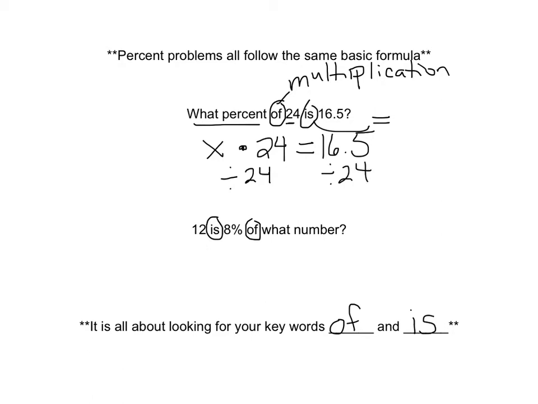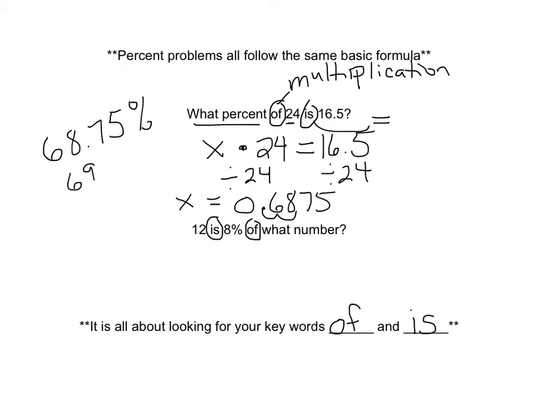So I'm going to take 16.5 and I'm going to divide it by 24, and I get 0.6875, which is the decimal. That's what's going to equal x. Well, if we move our decimal point over 2 spots, it'd be 68.75%, or if we rounded to the nearest whole percent, it would be about 69%. So you go ahead and pause the video and try and see if you can figure out the next one on your own.